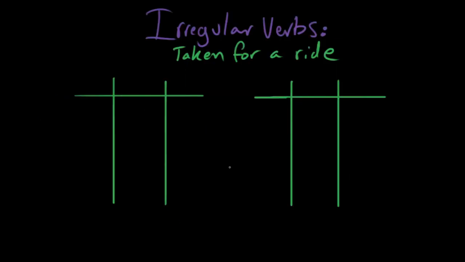Hello, grammarians. Broadly, we're talking about irregular verbs, but more specifically today, we're going to talk about the en ending, which is why I'm calling this lecture Taken for a Ride, because of this little en thing.